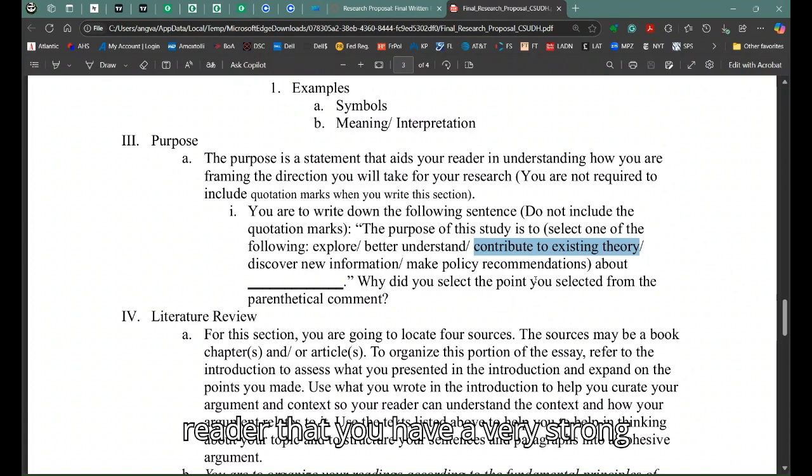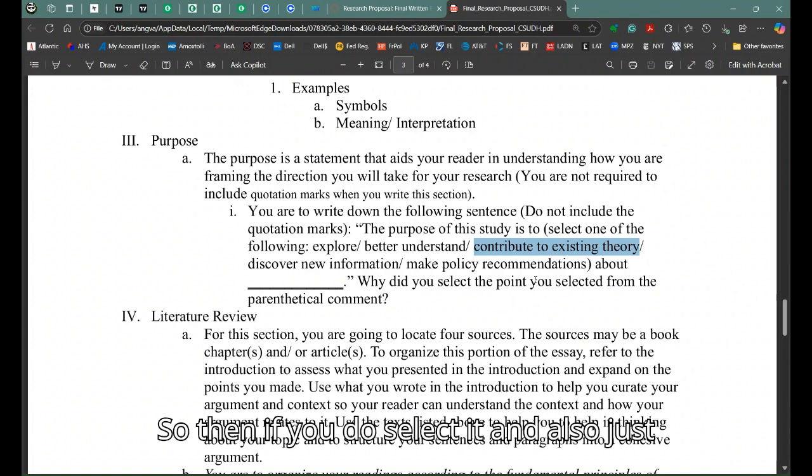So you're telling your reader that you have a very strong command of the issues. The issues could be empirical, theoretical, rhetorical, and so on and so forth, and that you have a good grasp on what those issues are, right?